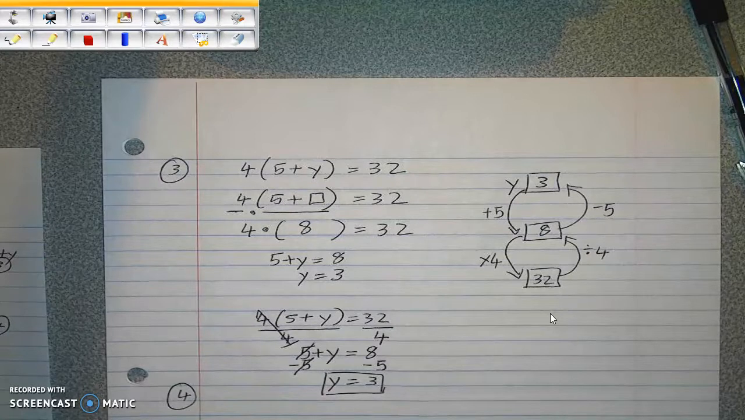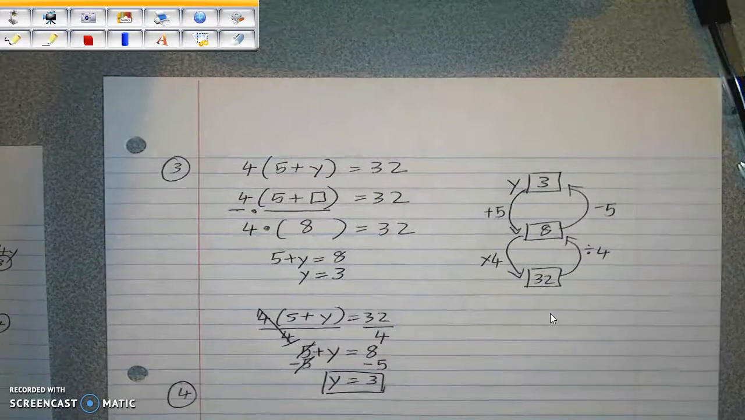So the main thing about the parentheses is that the parentheses forced them to do the addition first and the multiplication second. So that means when you're solving it, you have to undo the multiplication first by doing division, and then do subtraction afterwards to undo the addition. I'm going to do one more problem with you.